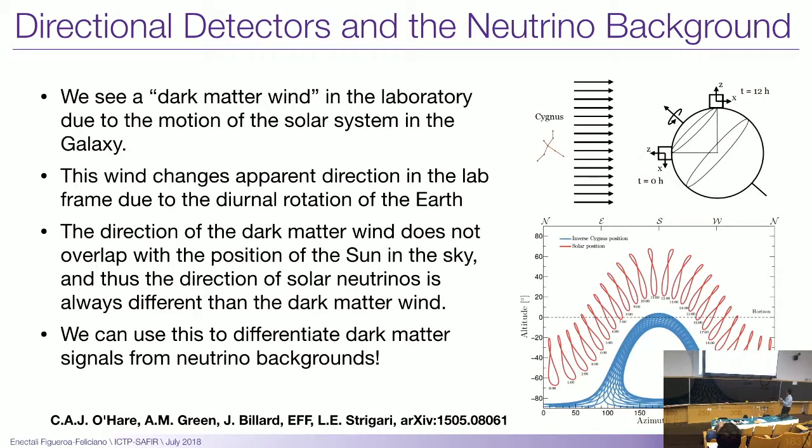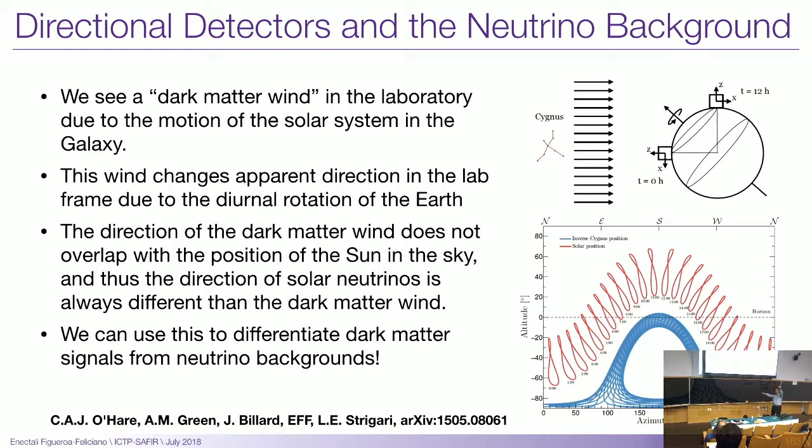So this is a plot of the altitude and azimuth in the sky, and this is the position of the sun at different times, and this is the position of the direction of the WIMP wind, or the inverse of it. So where would the WIMP be coming from, and where would the sun be?